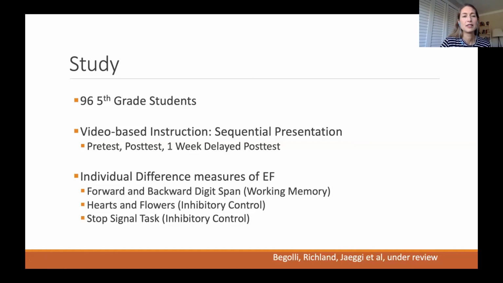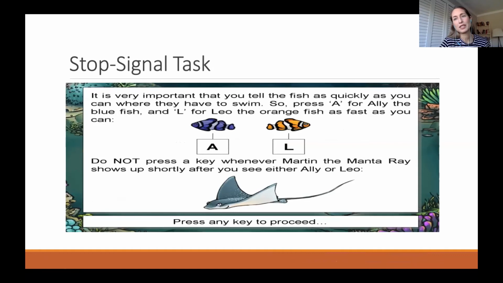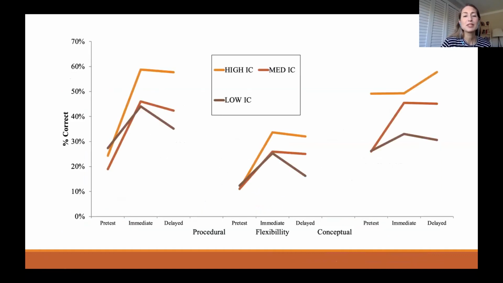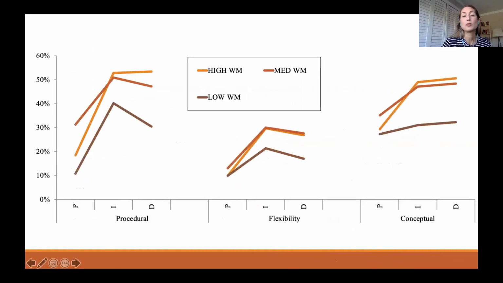And here, yes, we did hearts and flowers. We did a stop signal task. I can talk more about these later if people are interested. And really what we find is that both inhibitory control and working memory were important in predicting students' learning from this comparison lesson. So this suggests that with the identical lesson, kids who came in with different available executive functions were learning differently.